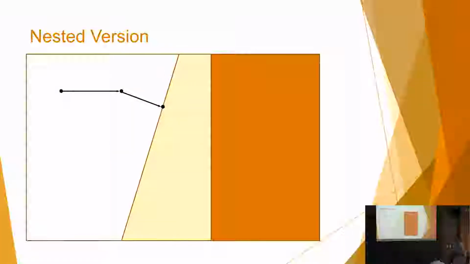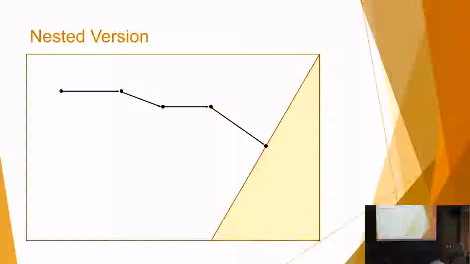So in this talk, I'm going to talk mostly about the nested version of this problem. And here, the convex sets are all contained one within another. So I'm always going to a smaller and smaller feasible set. And I get down to something kind of small at the end.